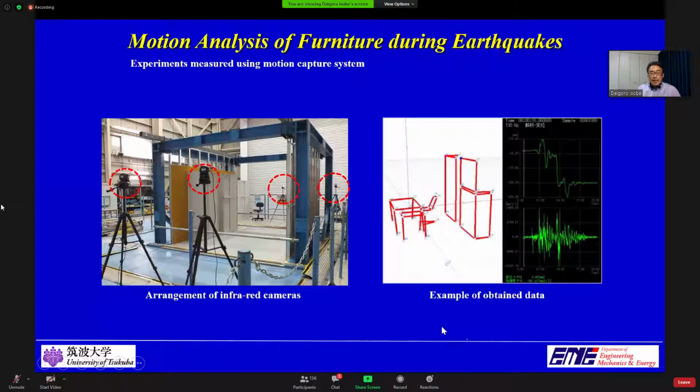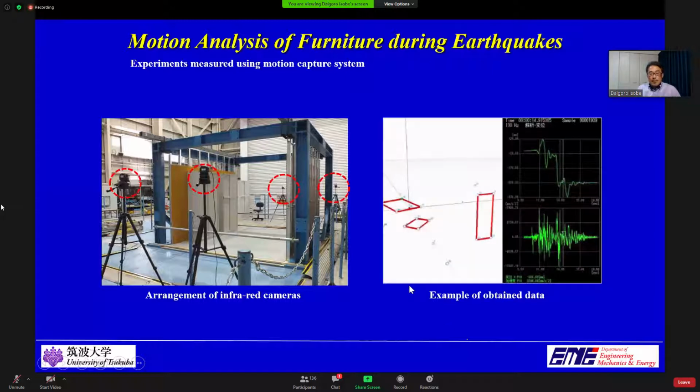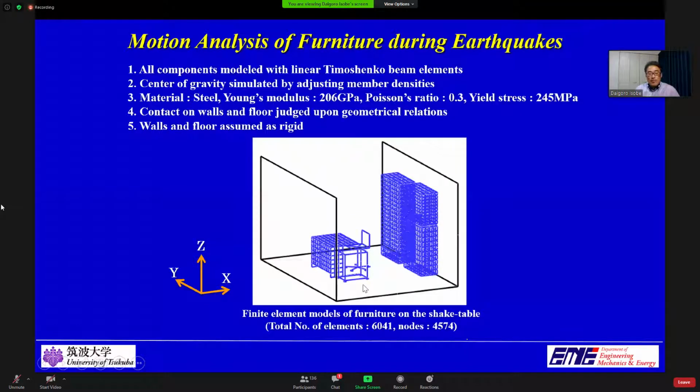These are the finite element models of furniture on the shake table. All components were modeled with linear Timoshenko beam elements, and the center of gravity of each furniture was simulated by adjusting member densities. We did not use any finite elements for the walls and for the shake table floor, and the contact on the walls and floor were judged upon geometrical relations.